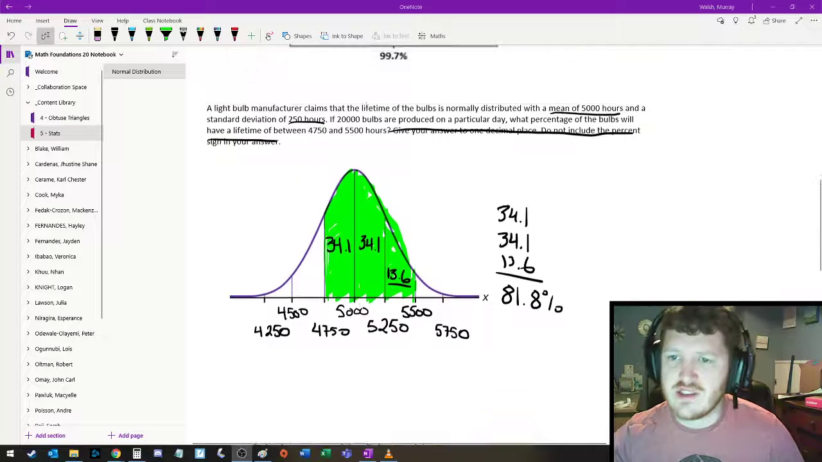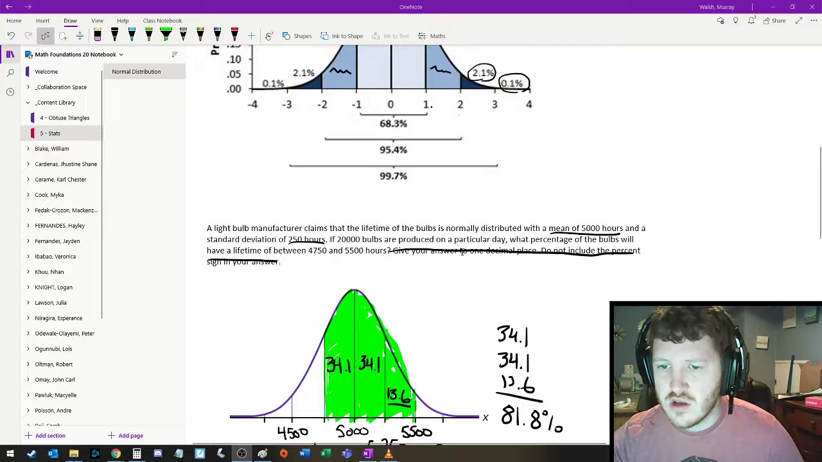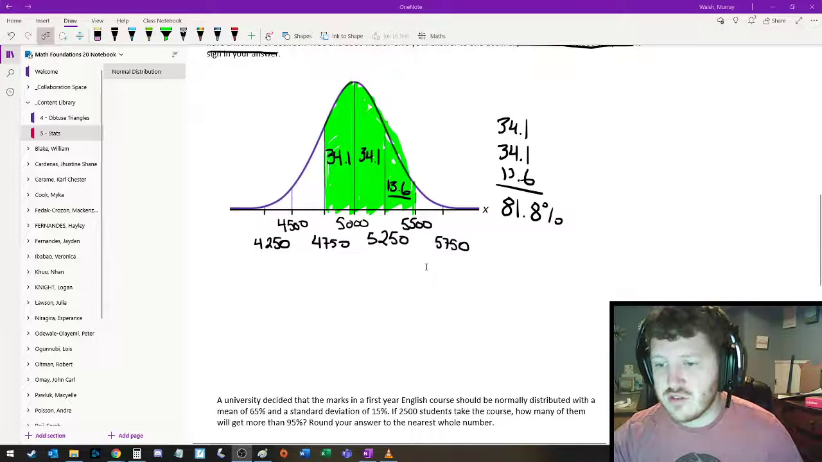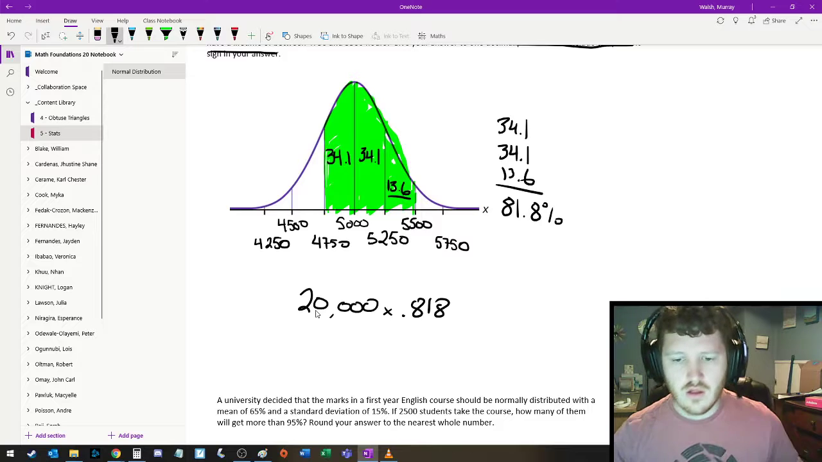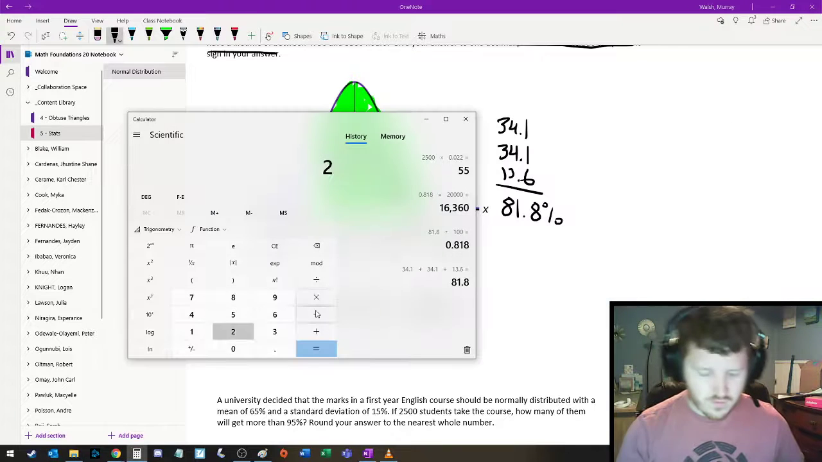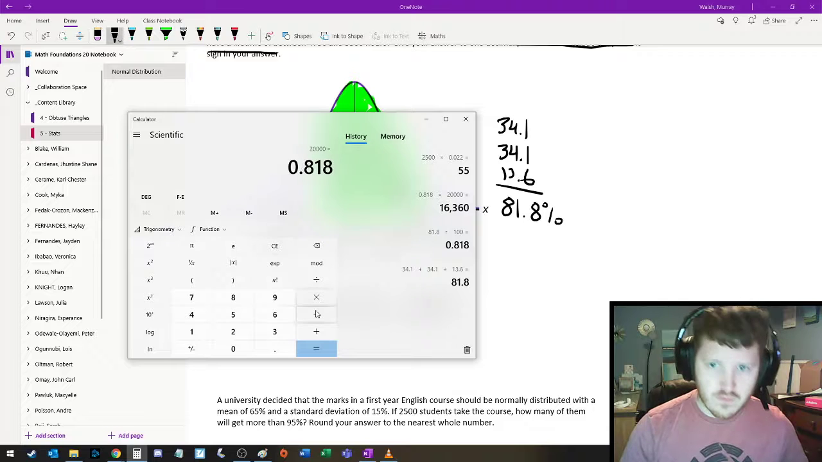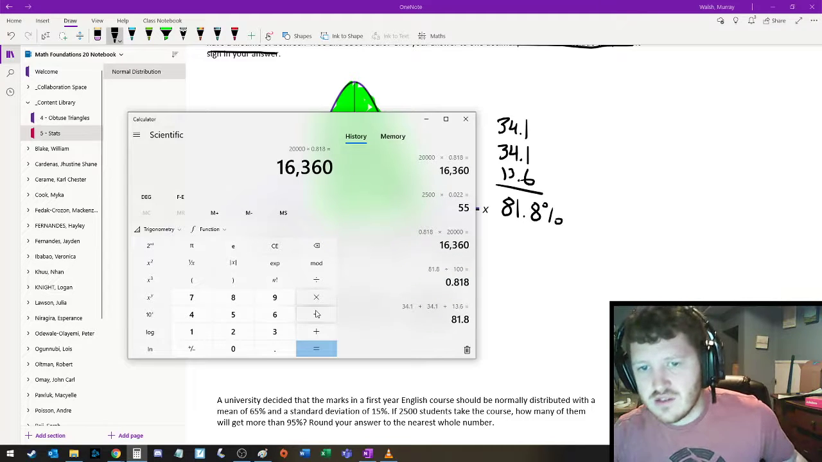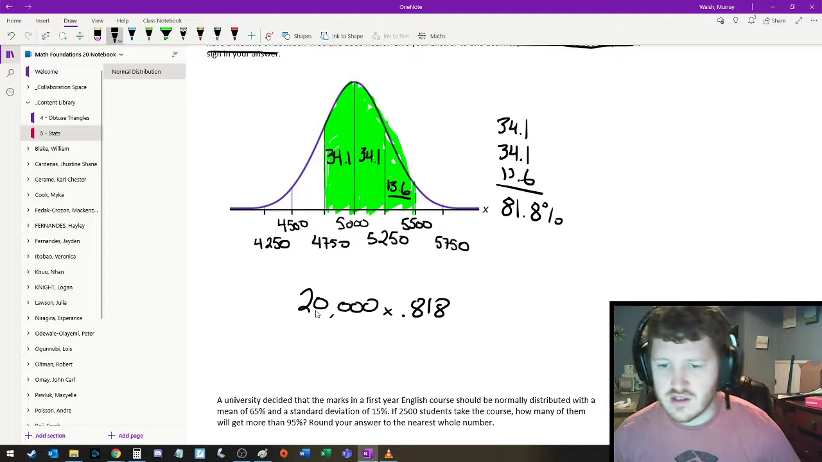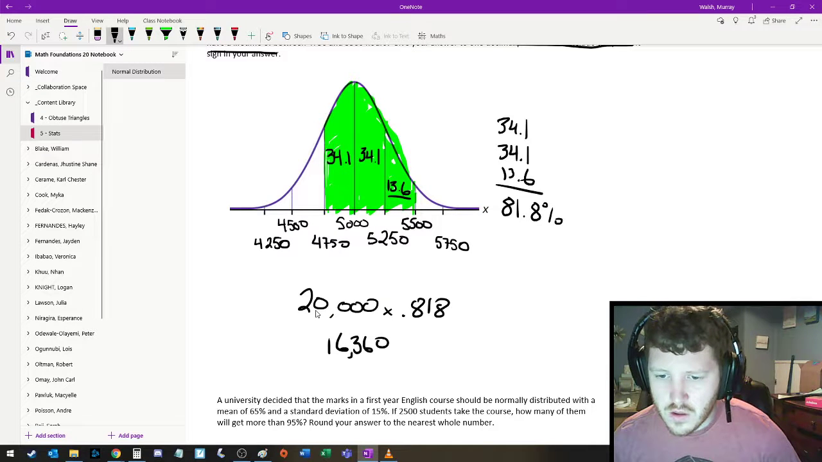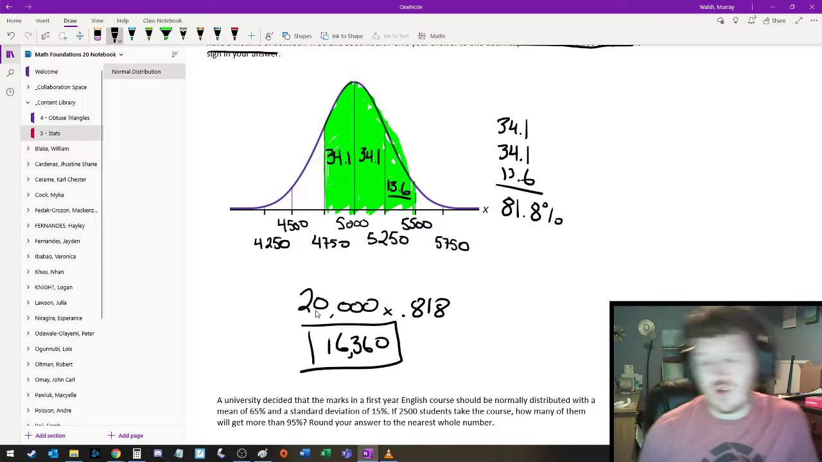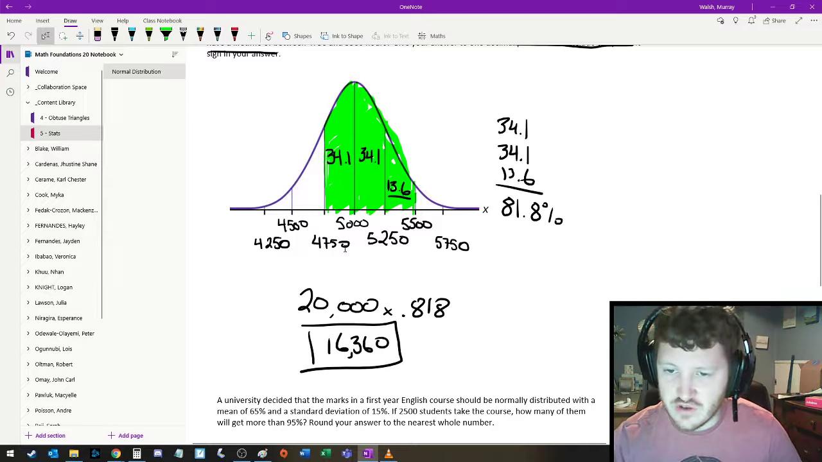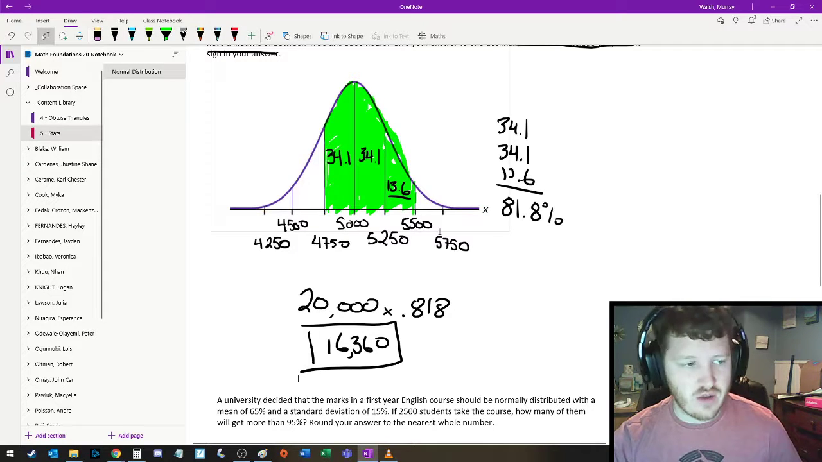Just to take it a little bit further, they said they made 20,000 bulbs. So how many of those 20,000 bulbs is it going to be? So if we go 20,000 times 0.818, that means 16,360. 16,360 of the 20,000 bulbs will be within 4,750 and 5,500 hours.